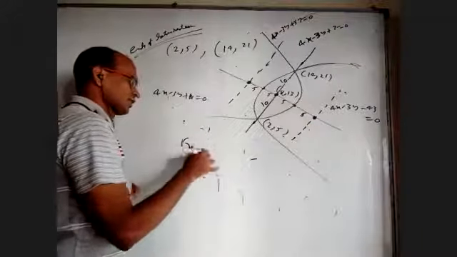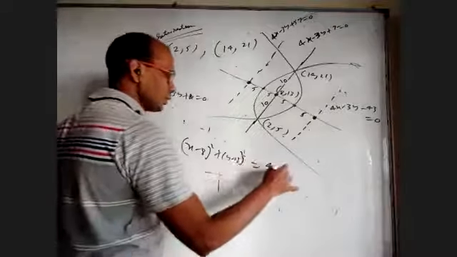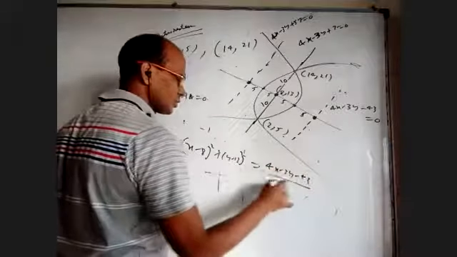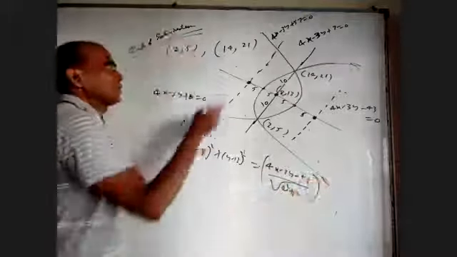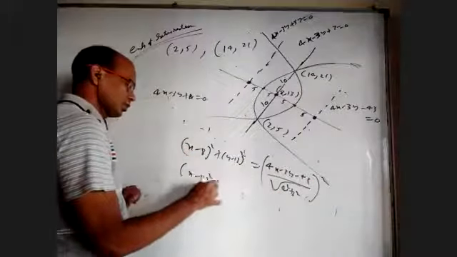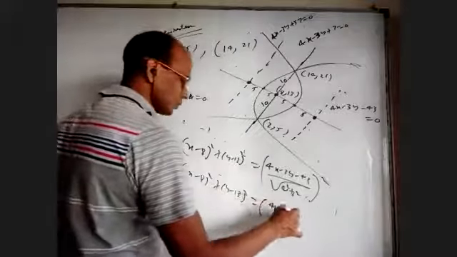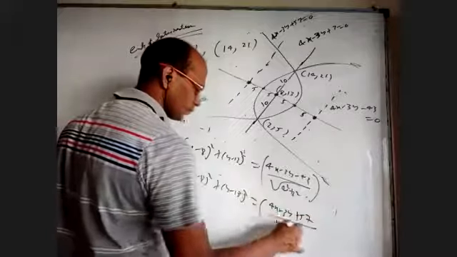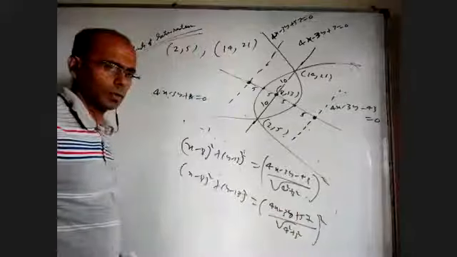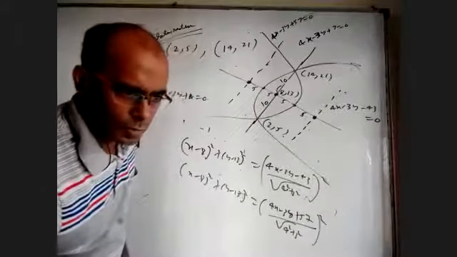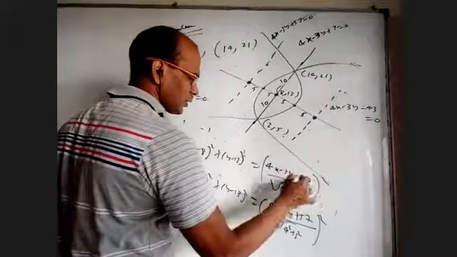So x minus 8 whole square plus y minus 13 whole square equal to 4x minus 3y minus 43 by root 4 square plus 3 square, whole square. Other will be x minus 8 whole square plus y minus 13 whole square equal to 4x minus 3y plus 57 by root 4 square plus 3 square, whole square. You don't have to simplify 57 square and 43 square, but just to get an idea.